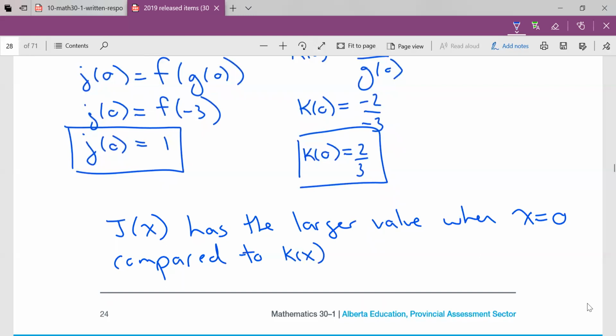Okay, let's make sure that we leave nothing up to the marker's imagination. The marker can only mark what they see on the page. They can't assume anything. That's a big deal. We have to let them know exactly what we're thinking.